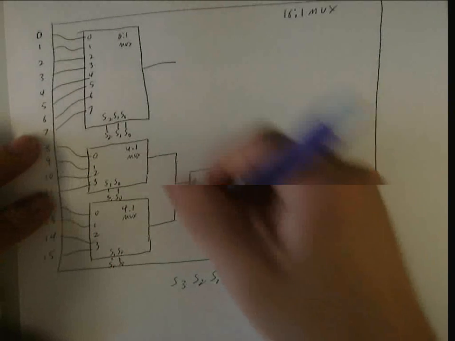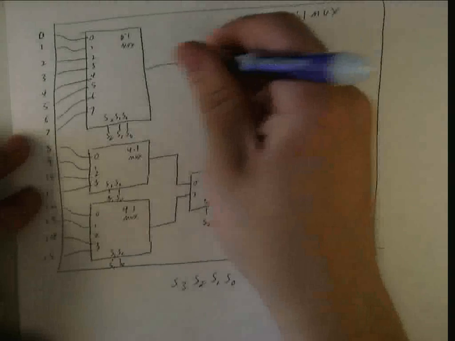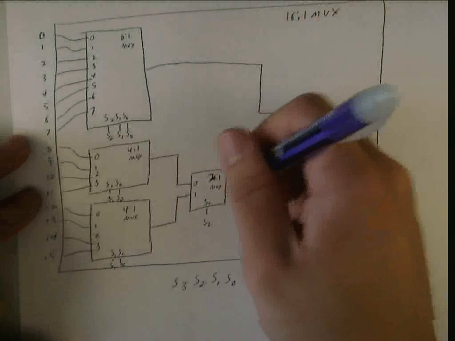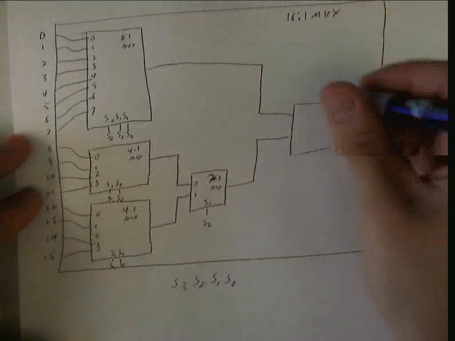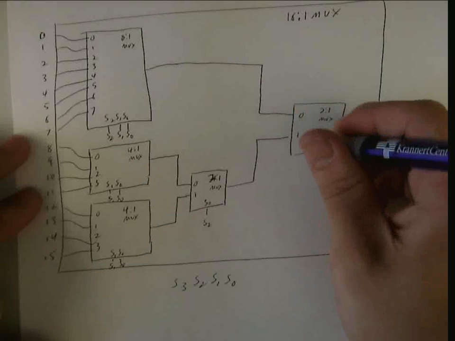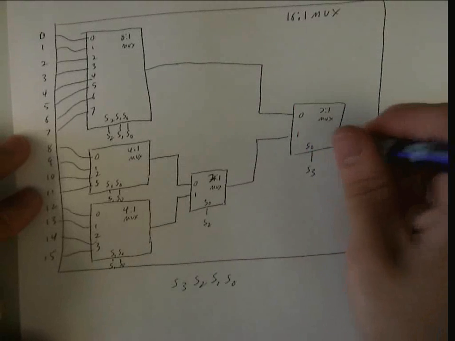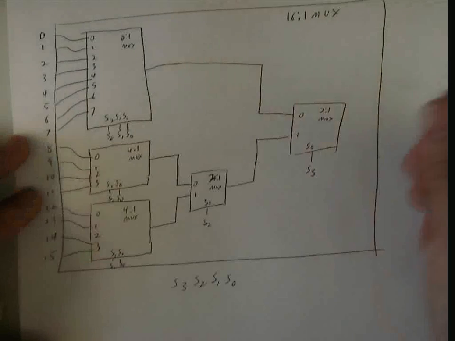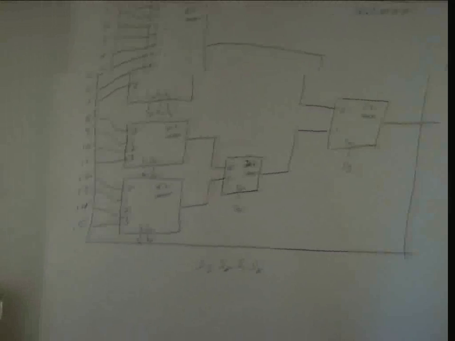And now I just need to get one output. So I'm going to need to put these together. And so this is one 8:1, this is one 8:1, distinguished by their S3. I'm going to put these into one final 2:1 mux, 0, 1, select bit S3. We'll distinguish between this set of minterms, that set of minterms, and our output. And that finishes part A.